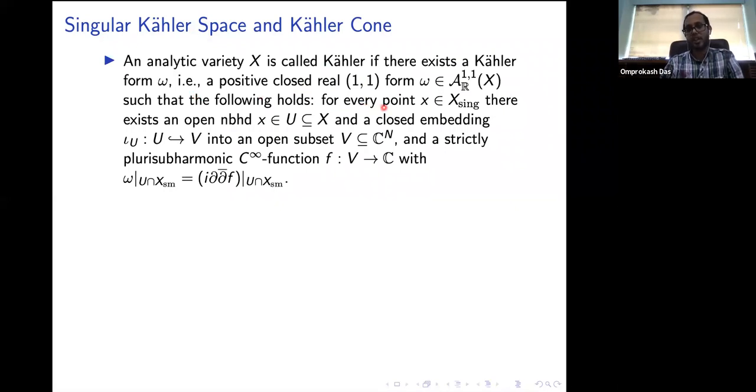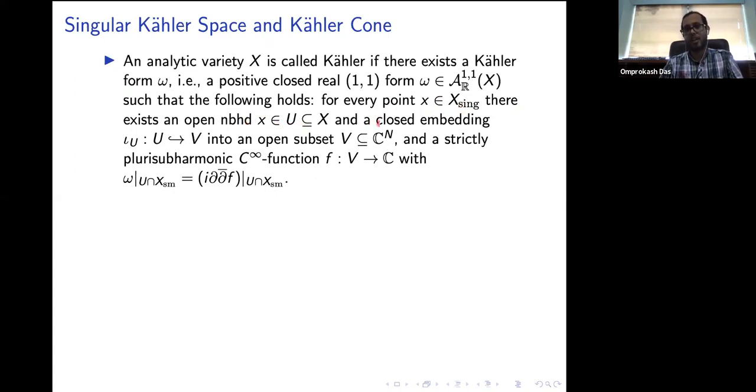So you would essentially like to know what happens to the singular points of X, right? If you take the smooth locus, it is a manifold, possibly non-compact, but it doesn't matter, so Kahler manifold makes sense. So what happens to the singular points? How do you define that? For every singular point x in X, there exists an open neighborhood U. This condition must be satisfied.